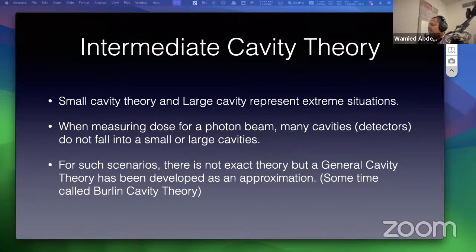So as you mentioned, we have a small cavity theory and a large cavity theory, and both these theories actually represent two extreme situations. In the small cavity theory, the dose is deposited by electrons generated in the surrounding medium. In large cavity theory, the dose is deposited by electrons generated within the cavity.